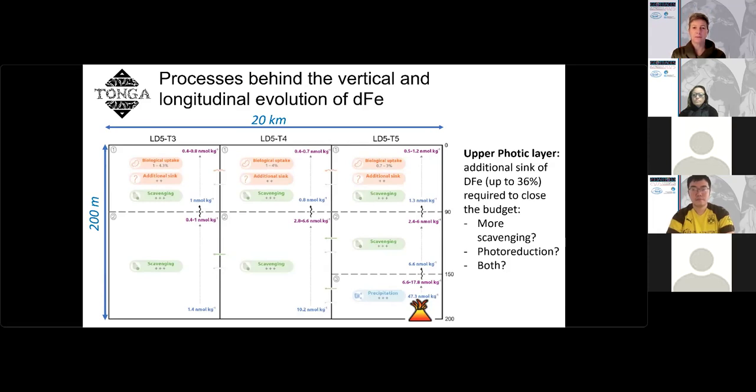And in the upper photic layer, an additional sink of dissolved iron up to 36% was required to close the budget. So this could correspond to a higher scavenging rate in this layer due to the presence of the large proportion of biological particles, of course. But a portion of this sink could also be due to photoreduction. Alternatively, a combination of both processes, scavenging and photoreduction, could explain this additional dissolved iron loss. But these are only hypotheses, and more investigation is necessary to quantify both.